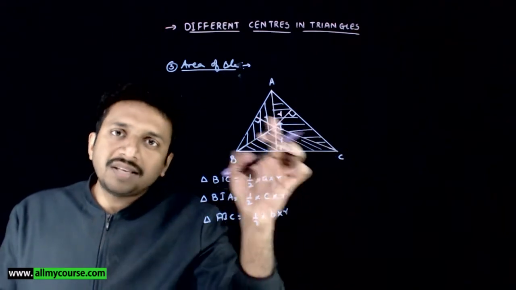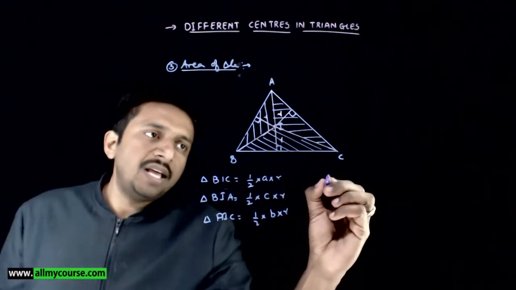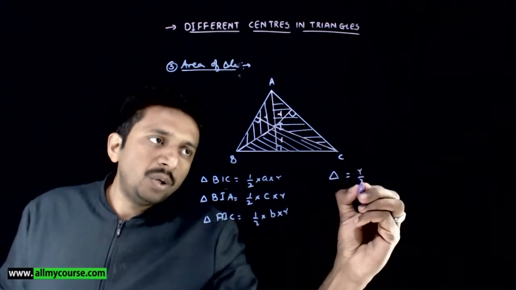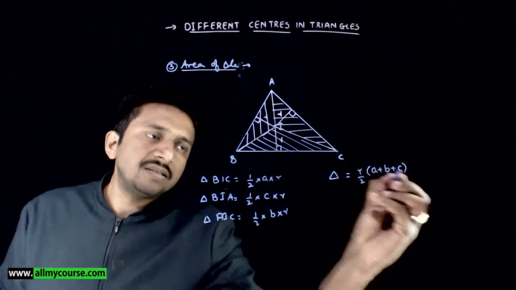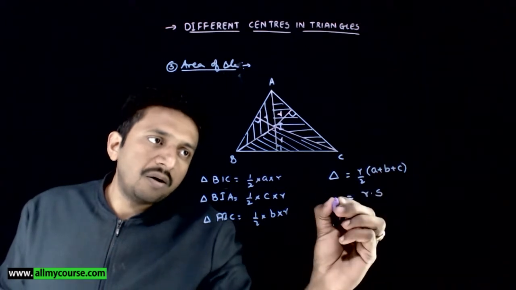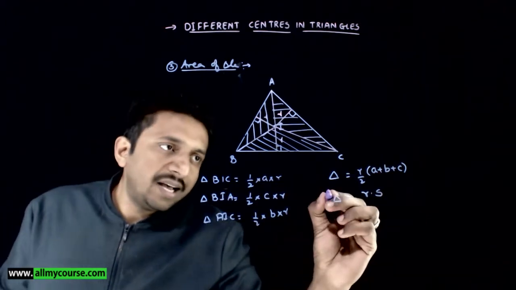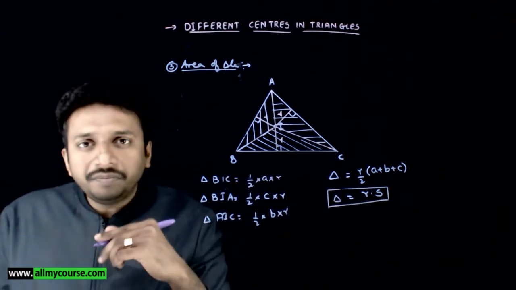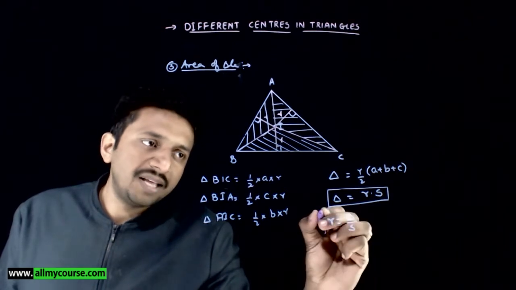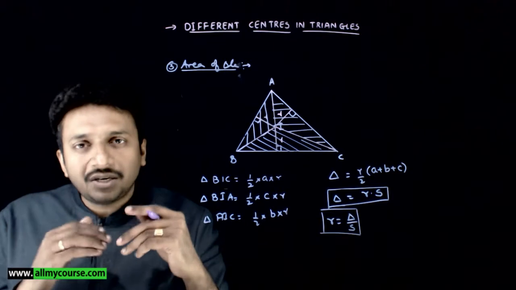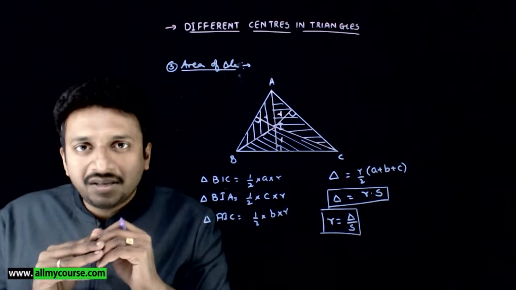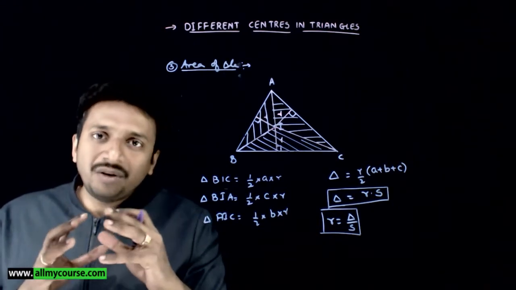Now if you add all these areas, you should get the total area. So the area of triangle ABC is equal to the sum of these three, so r by 2 times (a plus b plus c). That is nothing but r times (a plus b plus c) by 2, which is usually called s. So delta, the area of the triangle, is equal to r times s, or the inradius of a triangle is equal to delta by s. So if you want the inradius, you just need to divide delta by the semi-perimeter, and delta is equal to r into s. So these are the formulas connecting the area of the triangle with the inradius.